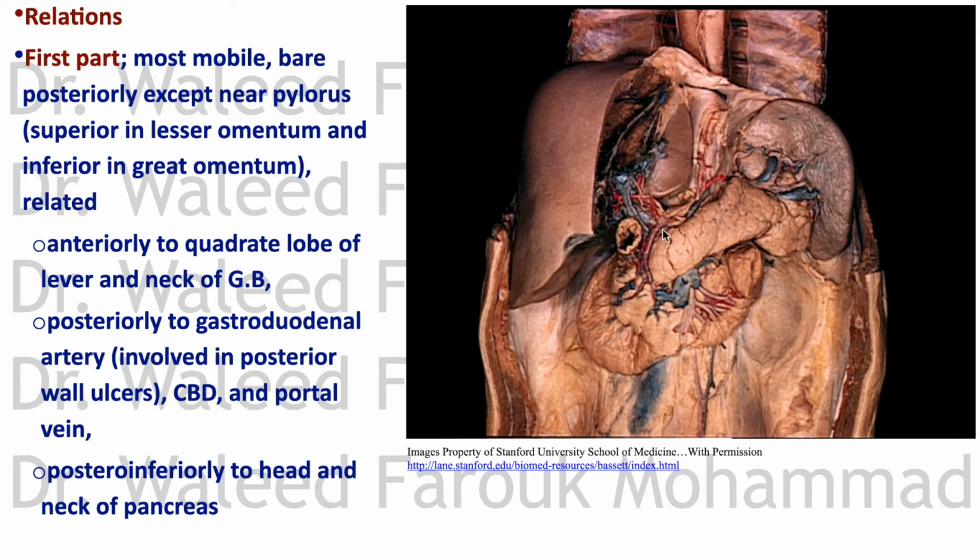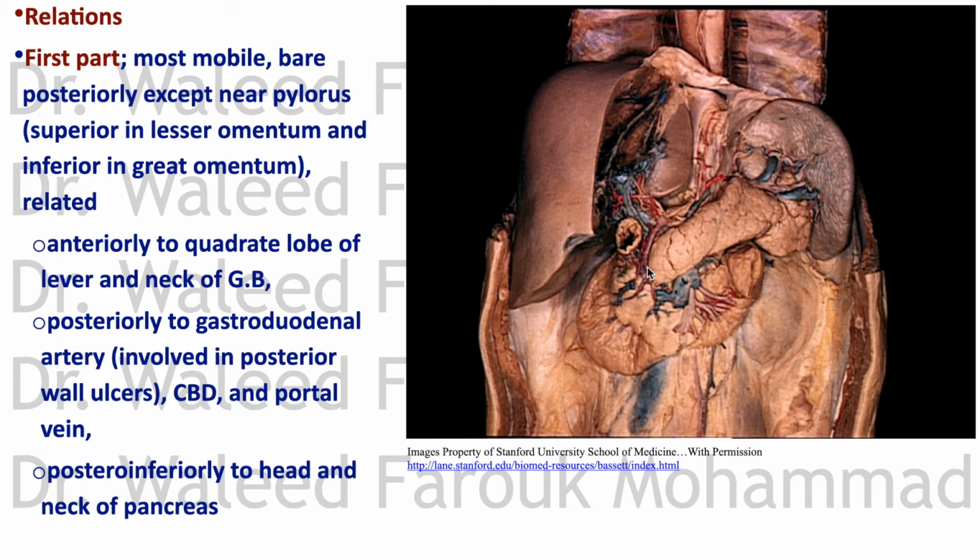Posteriorly, as you can see here, this is the gastroduodenal artery. This is the hepatic artery, the common hepatic artery dividing into hepatic and gastroduodenal. See how the gastroduodenal artery descends behind the first part of the duodenum.